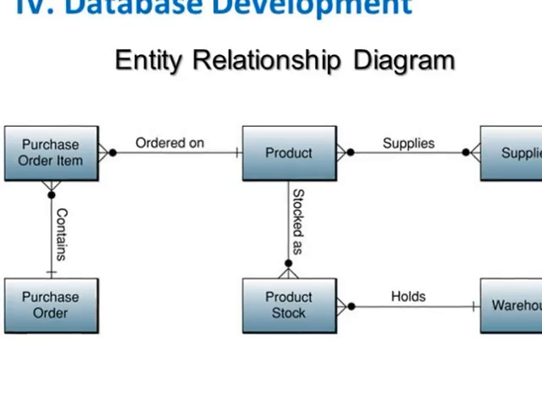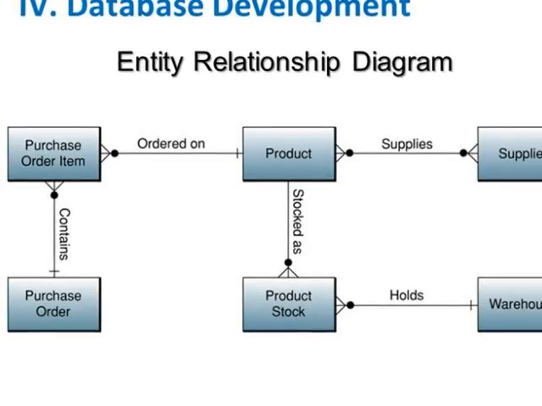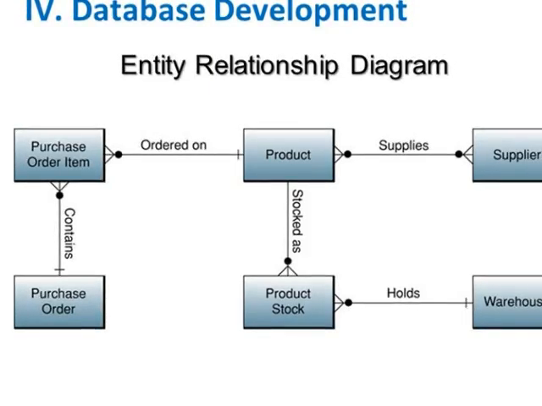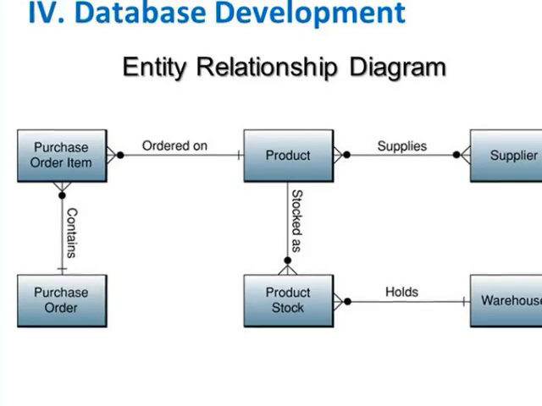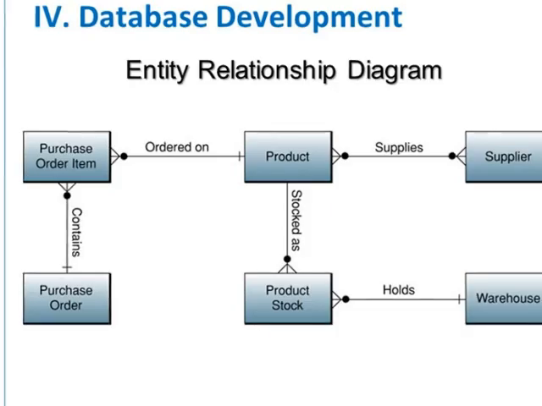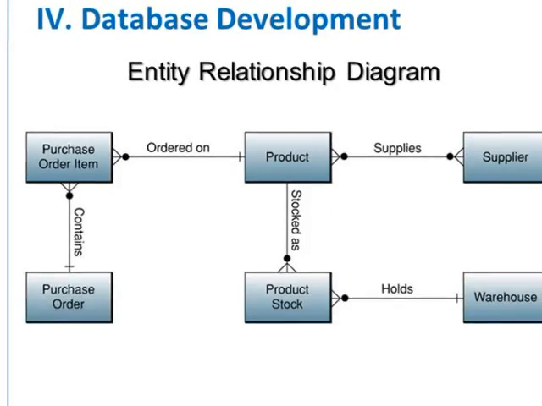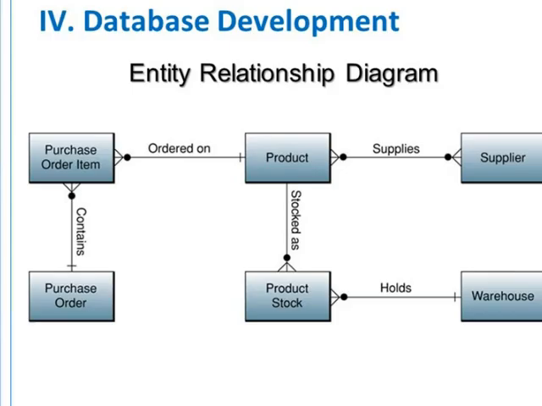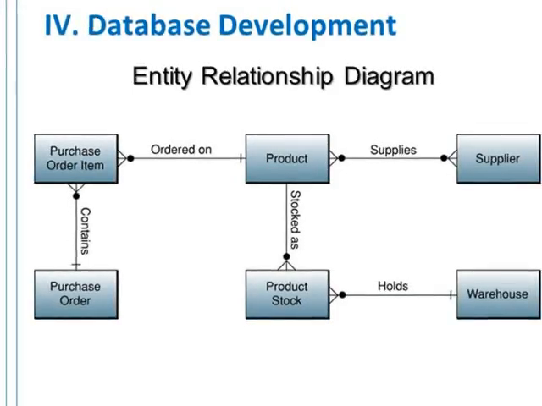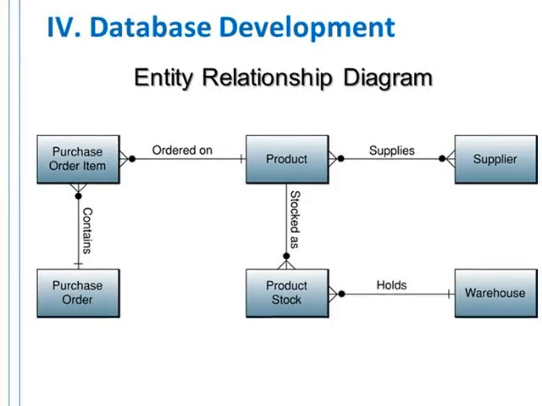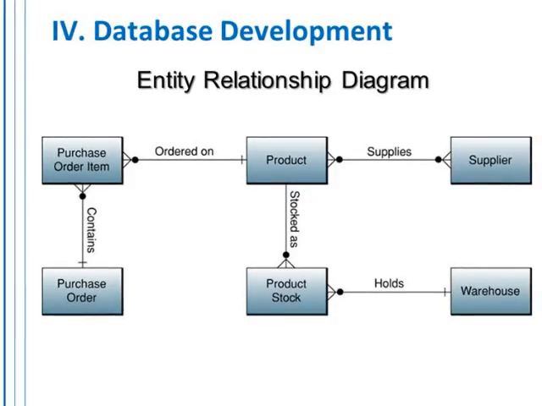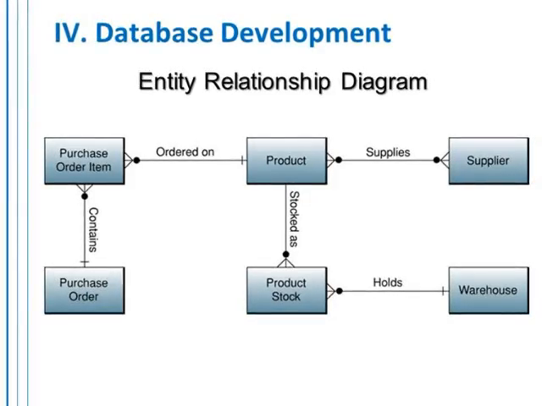This is an entity relationship diagram, and it represents, starting on the left, a purchase order, and a purchase order contains multiple purchase order items. Those items, purchase order items, are then related to products. The products then are identified. Are they in stock? The product stock, where are they? Who has them? And then also supplies, who is supplying the product. And then of course down at the bottom we have the holds, which are what warehouse has the product stock.